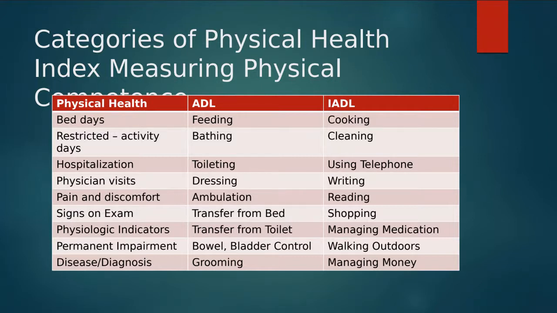Now, an intermediate ADL would be like preparing meals for yourself, right? Versus a basic ADL would be able to just like lift the spoon and actually feed yourself, right? Intermediate would be the next step after that would be actually cooking the meals and preparing it, okay? Bathing is a basic ADL, but cleaning your own home and making sure you have hygiene of your environment, those are intermediate. Using the telephone, writing, reading, shopping, managing your medications. So a lot of these things can be done for you. The only difference is like walking outdoors. So some people can walk around their homes, but they may not be able to get around very much outside. Managing money is another intermediate, right?